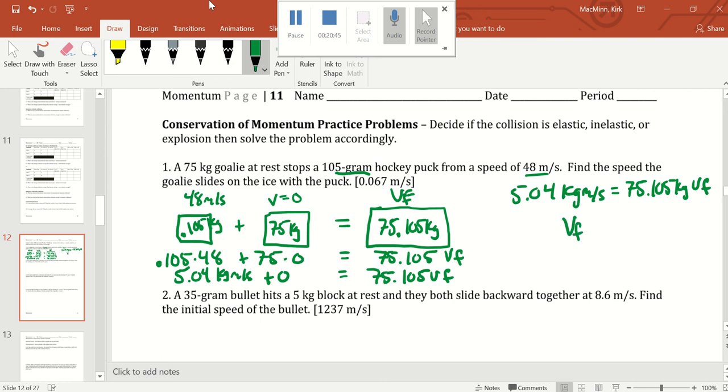And when we do that, we're going to get a final velocity of 0.06711. We'll just leave it as 0.067 meters per second. Now the total initial momentum was positive, so the total final momentum is positive. So it's going to be moving at 0.067 meters per second. In this case, we'll say to the right after the collision.